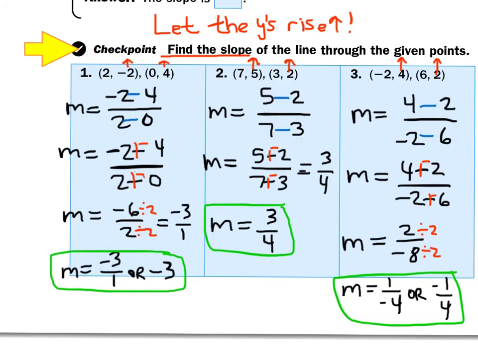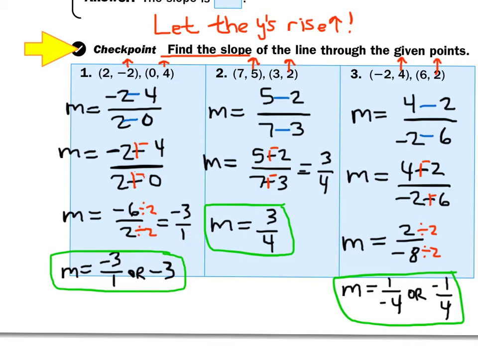Okay, so remember, look at the checkpoint. We're going to find the slope. Let the y's rise. So if I have 2 comma negative 2, I would circle the negative 2 and let it go up. 0 comma 4, circle the 4 and let it go up. So then I write m equals negative 2 minus 4 over 2 minus 0. And then add a line and change the sign. So you get negative 2 plus negative 4 gives you negative 6 on top, and 2 plus 0 is just 2 on the bottom. And then you want to reduce, so you get negative 3 over 1, or you could just say negative 3.